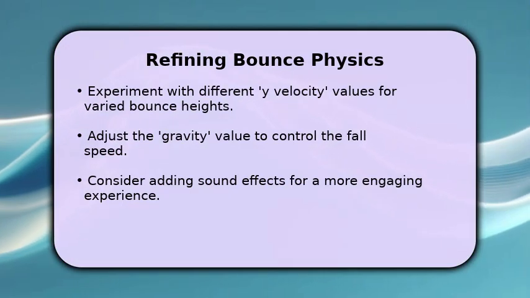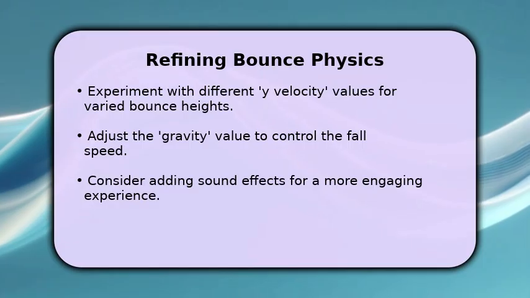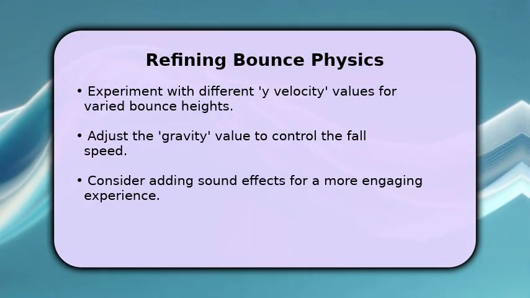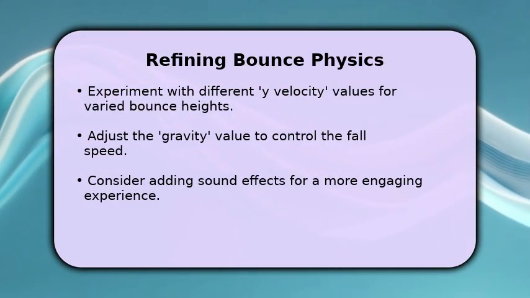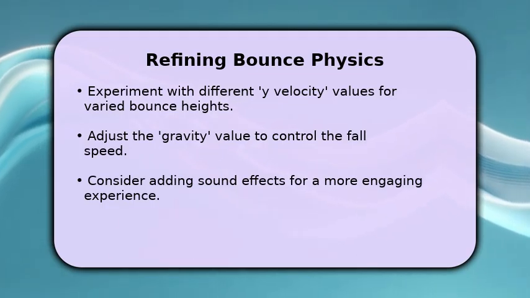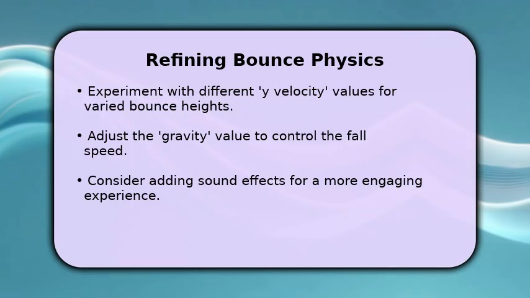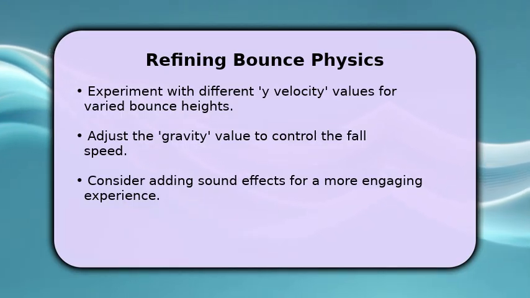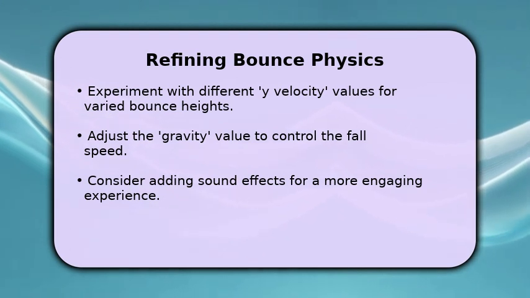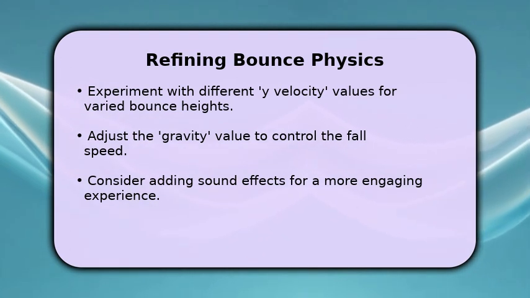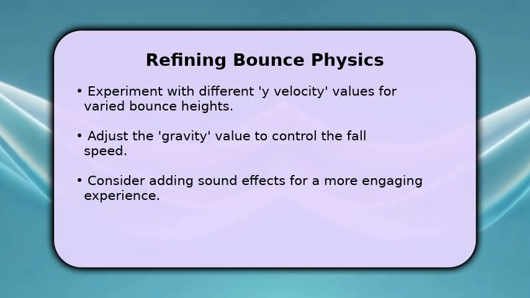Finally, let's refine our bounce for a more polished feel. You can experiment with the initial y-velocity value when the sprite hits the ground. A higher number means a higher bounce. Adjust the negative gravity value to control how quickly your sprite falls. For instance, changing it from -1 to -2 will make it fall faster. Adding sound effects like a pop or boing can also significantly enhance the user experience.